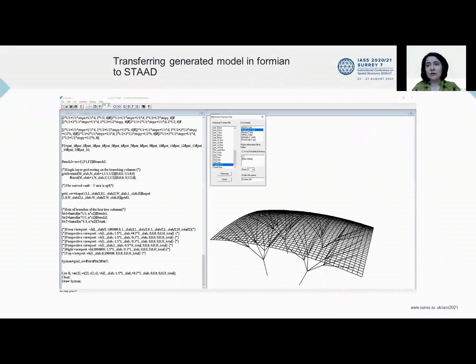Finally, the generated form in Formian is exported in DXF format to STAAD for structural analysis.